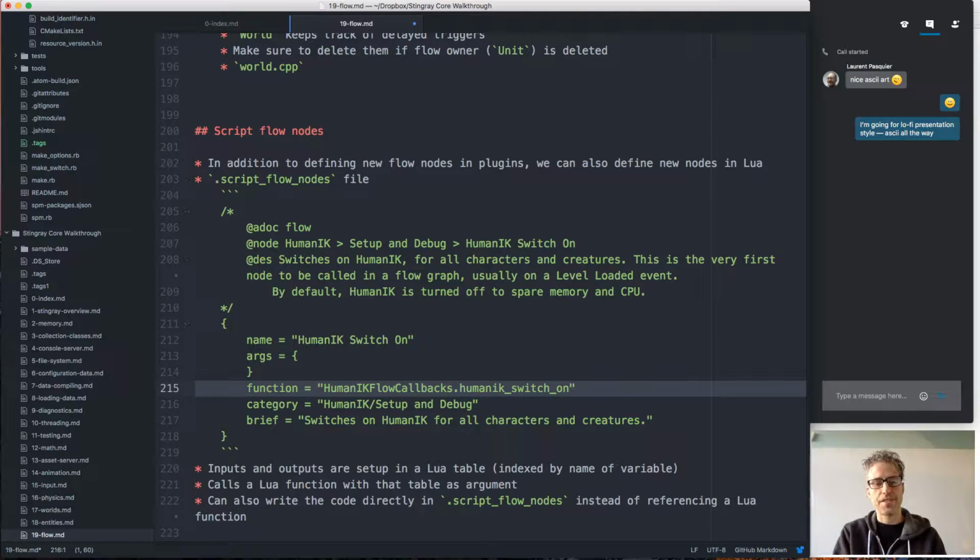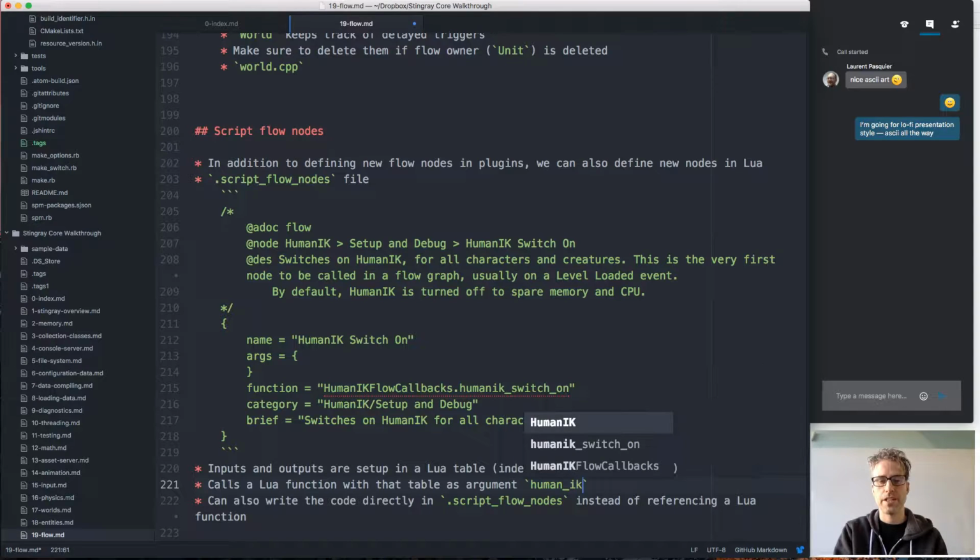And the way this works is that the input and output arguments will be gathered by the flow system using just the same mechanism as if we executed a regular flow node. We'll fetch the input arguments from the wires, and then we will set them up in a Lua table. So all the arguments will be put in a single Lua table, which is indexed by the name of the variables. And then we call this Lua function with that table as an argument. So we will call that human IK switch on and just pass in that table.